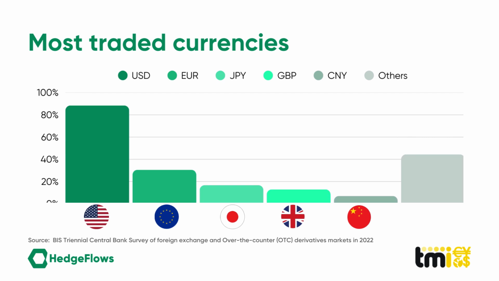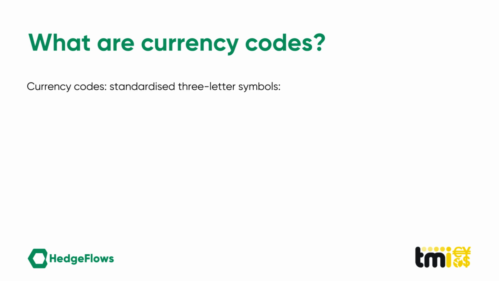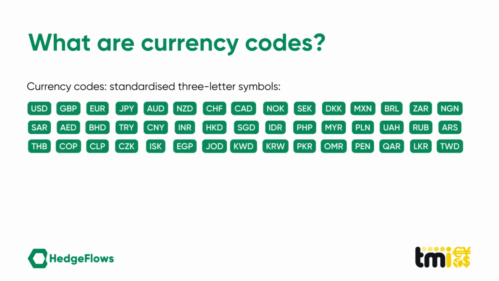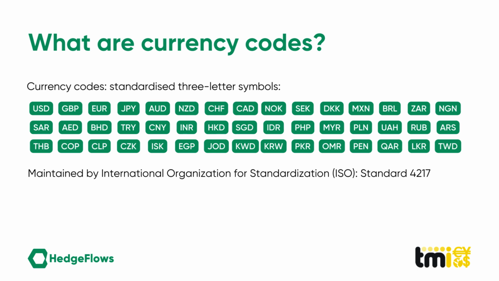Euro, Japanese yen and pound sterling are next most popular currencies. You may have noticed the currency codes we used earlier. These are standardized three-letter symbols used to represent individual currencies in international financial transactions and exchanges. The codes are established by the International Organization for Standardization, ISO, in 4217 standard, and they help ensure clarity and accuracy when dealing with different currencies across various systems and platforms.